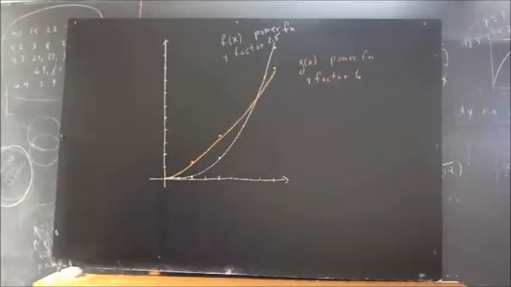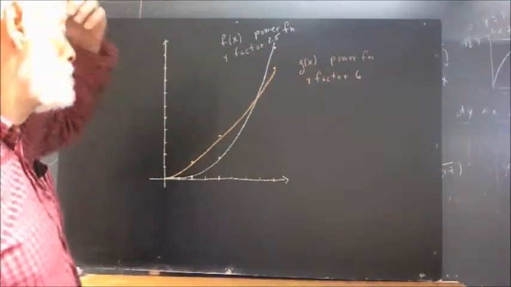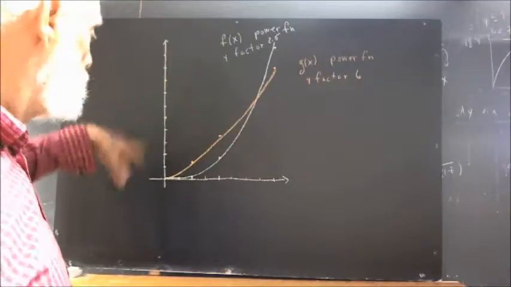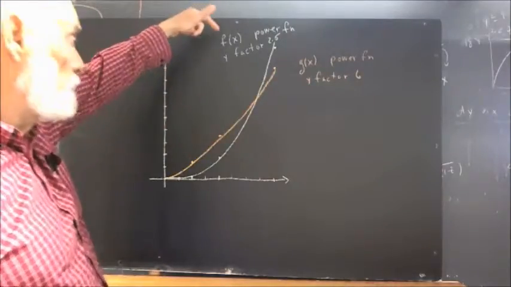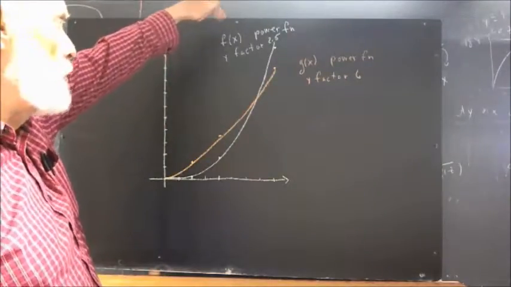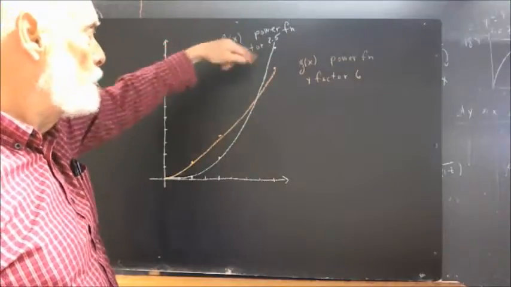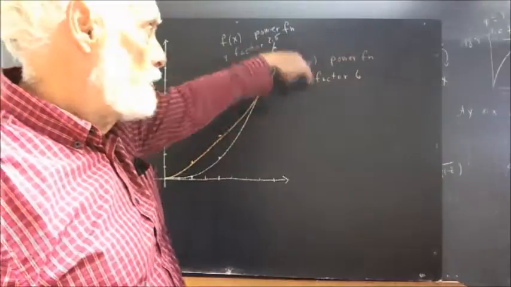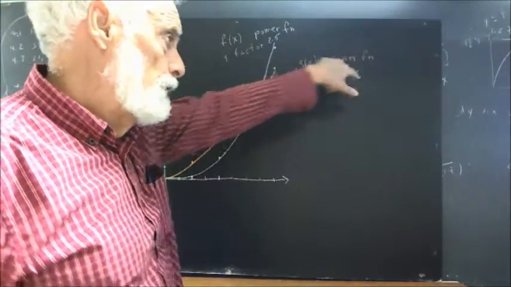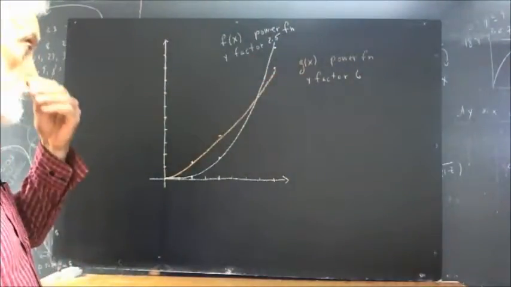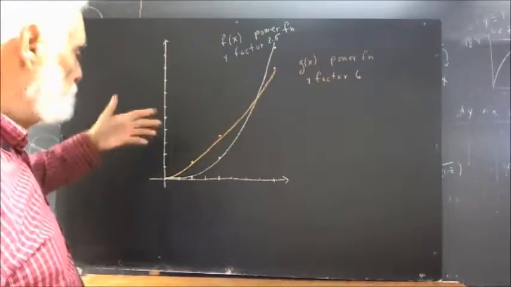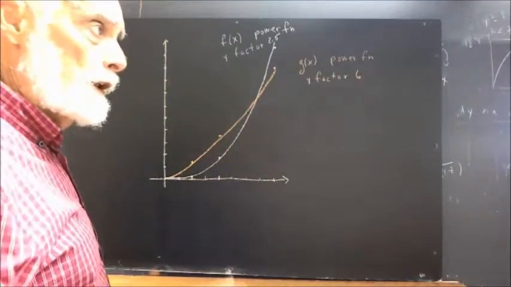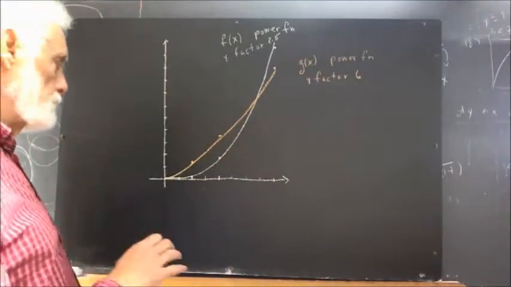Okay, now I've carefully constructed a couple of graphs. They're not perfect, but they are constructed fairly carefully, showing a power function with a y factor of 2.5, which I call f of x, and a function that I call g of x, a power function with a y factor of 6. So, we want to look at slopes of these graphs.